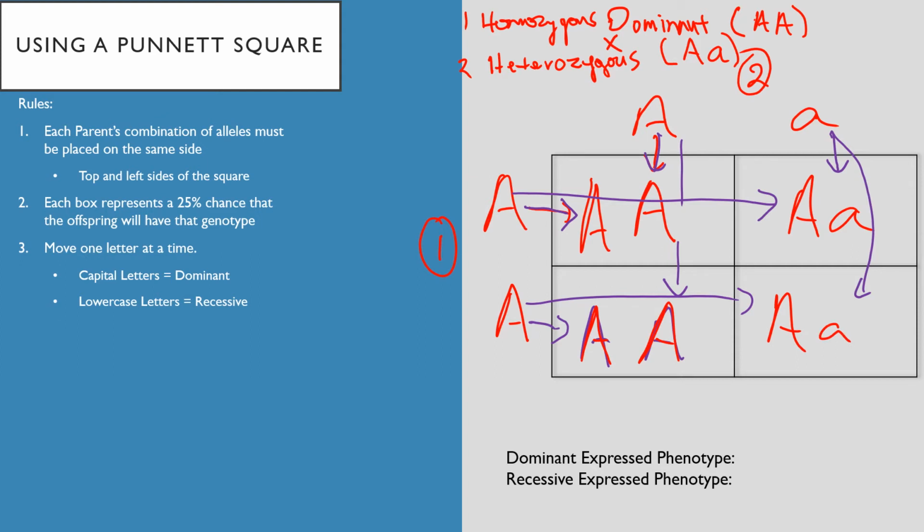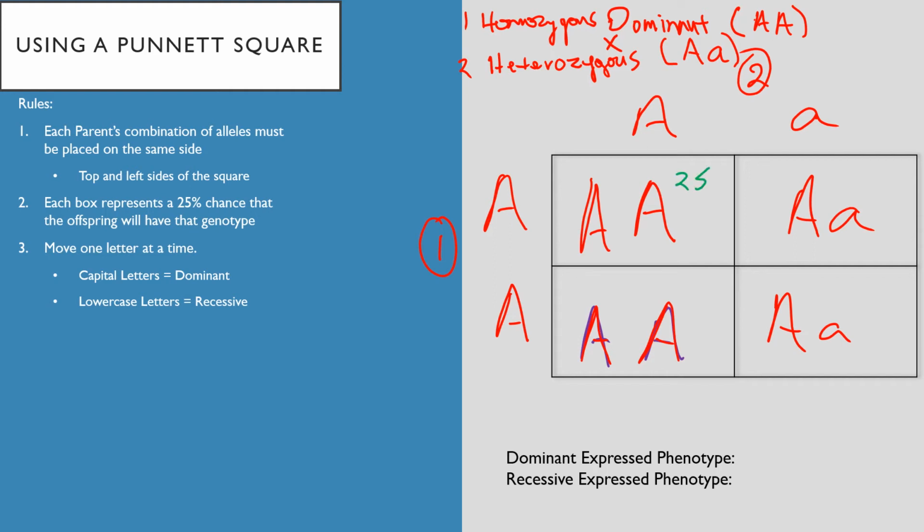So I'm going to get rid of these arrows really quick and then make it a little more clean. It's a very simple process, just bringing things over and down. If I look at this, each one of these is a 25% chance that the pairings will have this type of genotype.